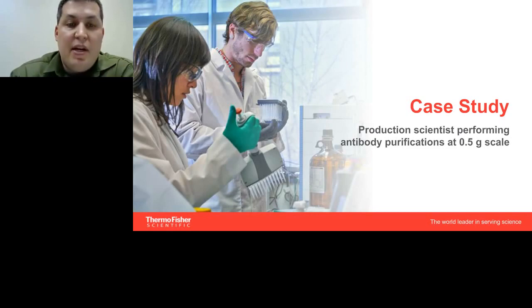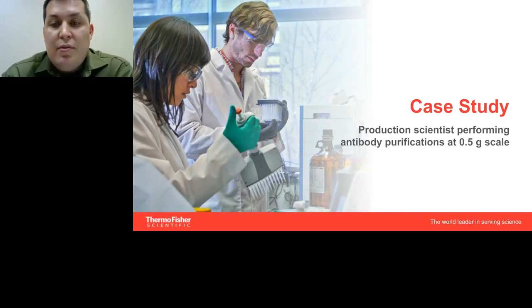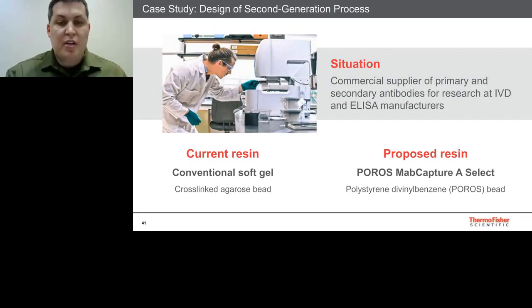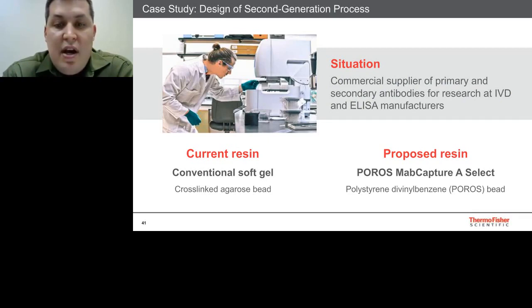I will now be presenting a case study from one of our customers that switched to our Poros MabCapture A Select resin from GE Recombinant Protein A Fast Flow. The customer is a commercial supplier of primary and secondary antibodies to researchers, IVD, and ELISA manufacturers. They were using a conventional soft gel Protein A resin, and they wanted to compare to Poros MabCapture A Select. In this case study, the company was purifying antibodies from mouse ascites and historically have used the GE Recombinant Protein A Fast Flow for all their purifications.